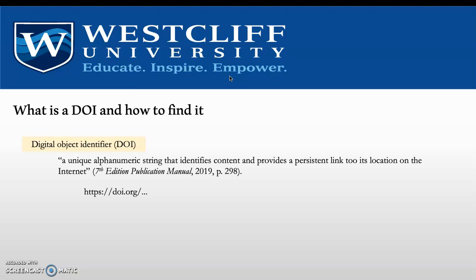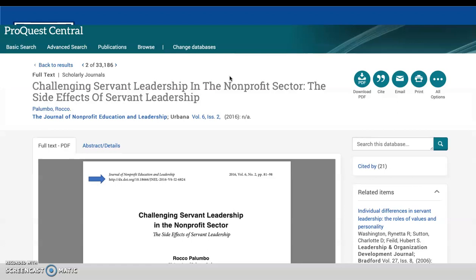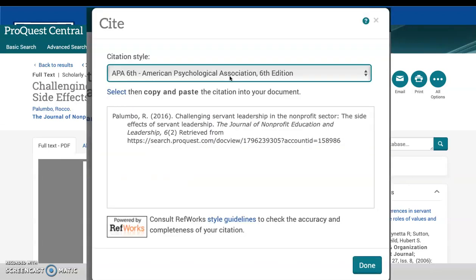A DOI is a digital object identifier, so you'll see it either as doi.org, dx.doi.org, or DOI followed by a set of numbers. You'll most commonly find it in either the header or the footer of an article. Just be careful if you click on Cite within a database, because it's going to give you the link through that database, which is not helpful for your reader.